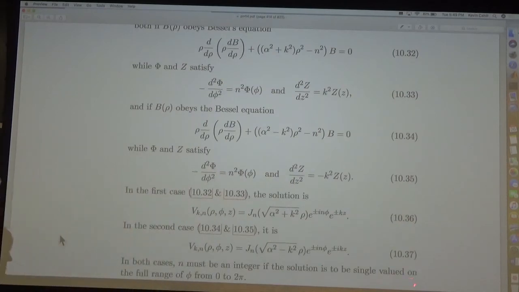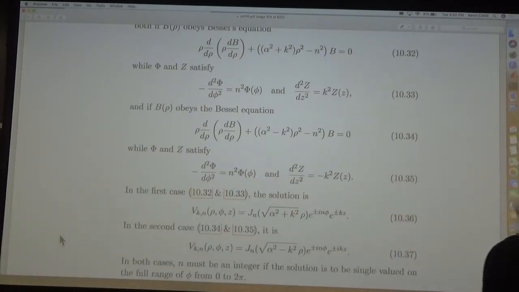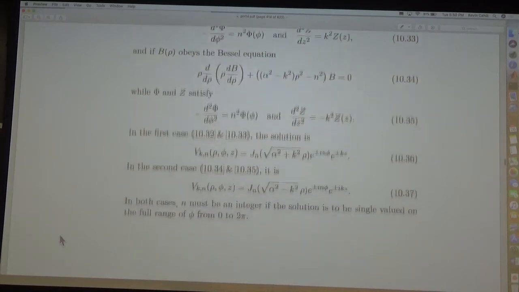n must be an integer if all values of phi from 0 to 2 pi are physical. Notice k is bounded here because when k gets greater than alpha, you have a square root of a negative number, so this is imaginary. That doesn't mean you're out of luck, it just means that you're dealing with a modified Bessel function.